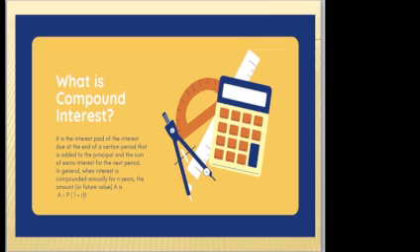Now, what is compound interest? It is the interest paid of the interest due at the end of a certain period that is added to the principal and the sum of earned interest for the next period. In general, when interest is compounded annually for n years, the amount or future value A is equal to P, which is the principal, times 1 plus R, the rate of interest, to the power of T, which is the time.